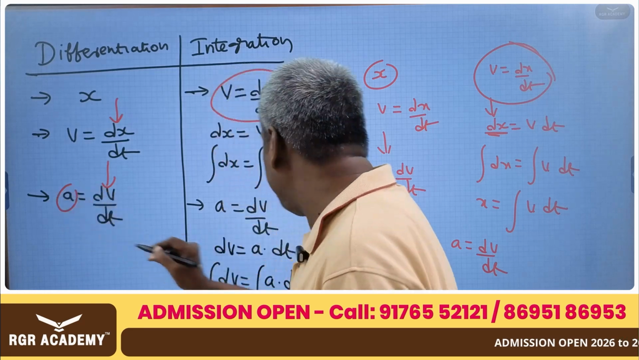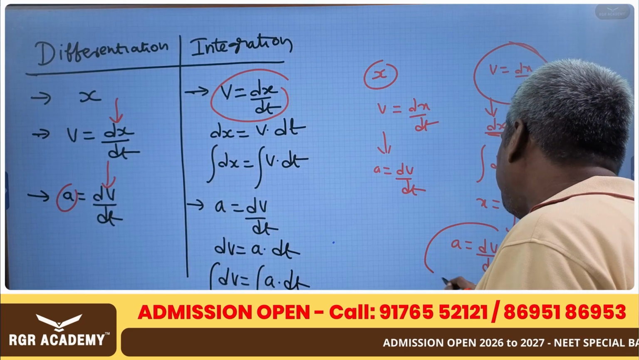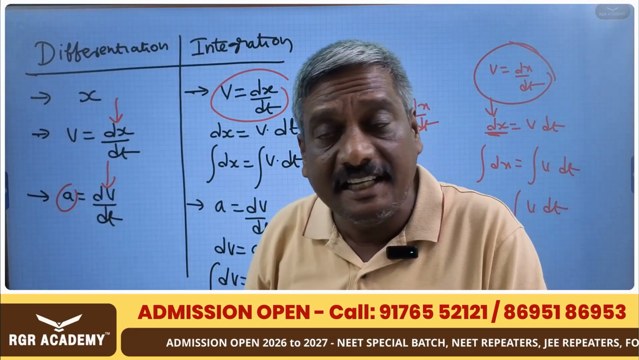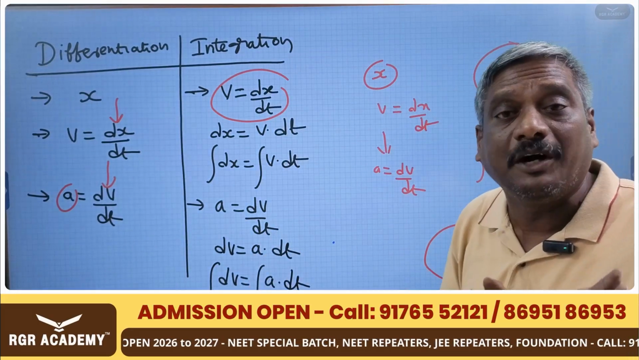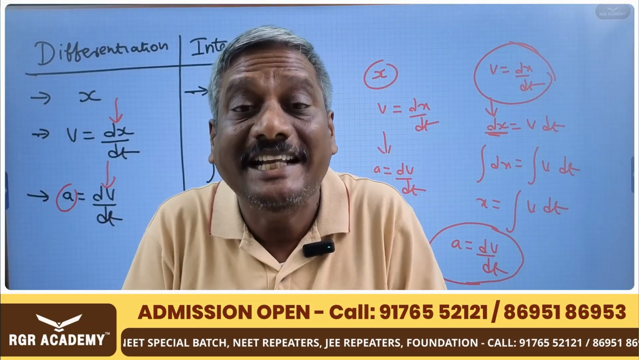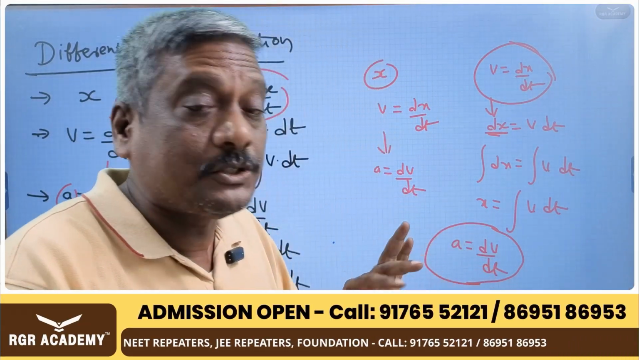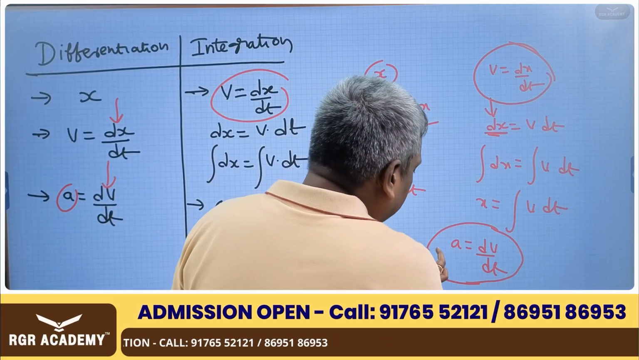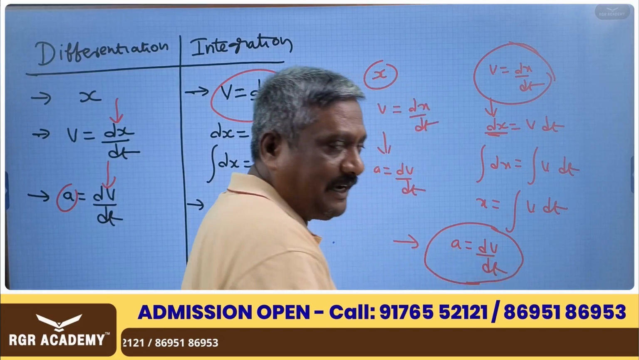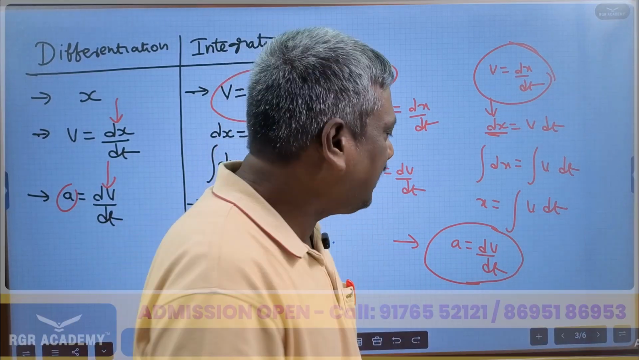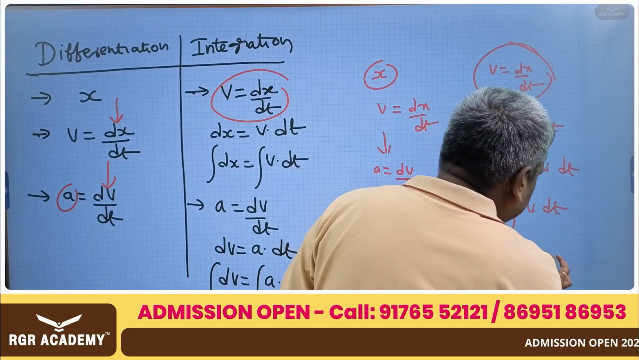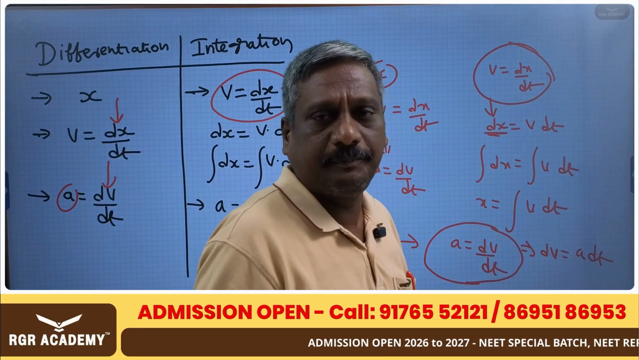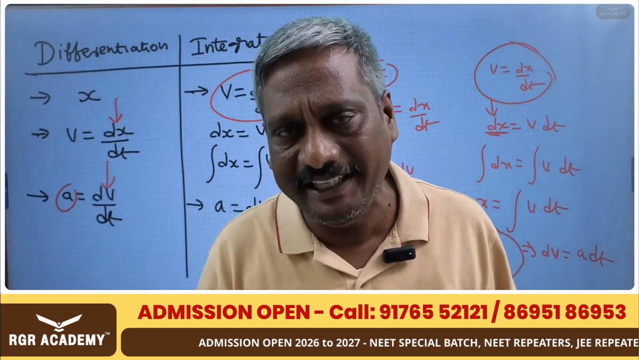Suppose acceleration is given in the question. Try to understand this point. If acceleration is given, from this you get velocity by doing the integration, which is quite the reverse of differentiation. Now take this formula. Acceleration is equal to dv by dt. Now do the cross multiplication. That implies dv is equal to a into dt.